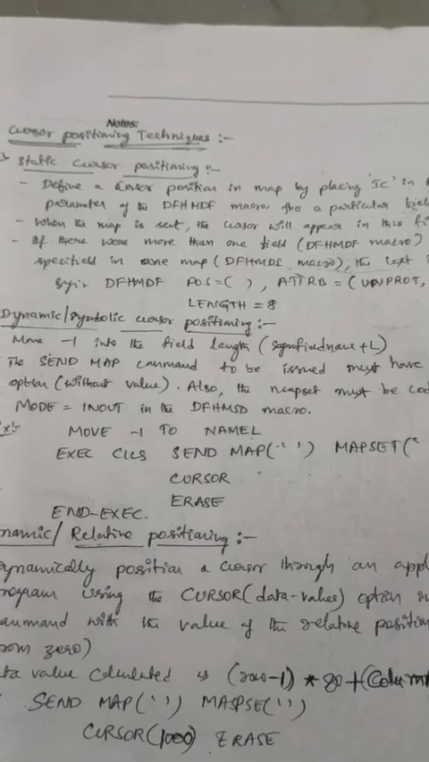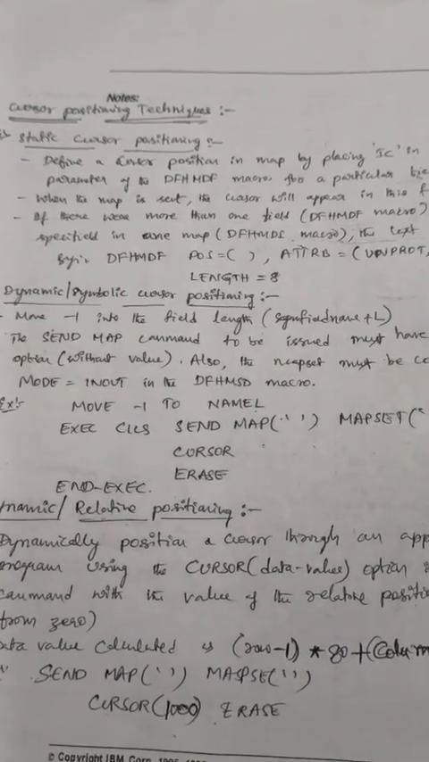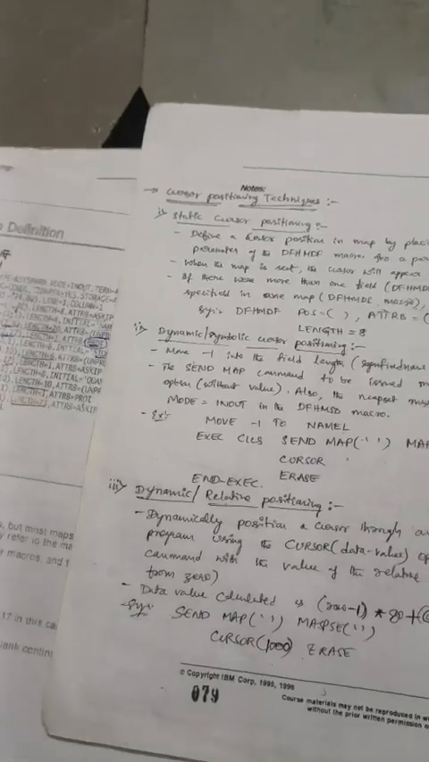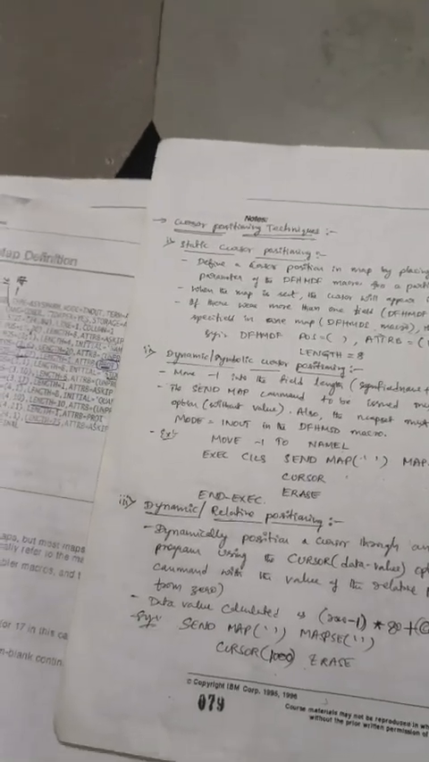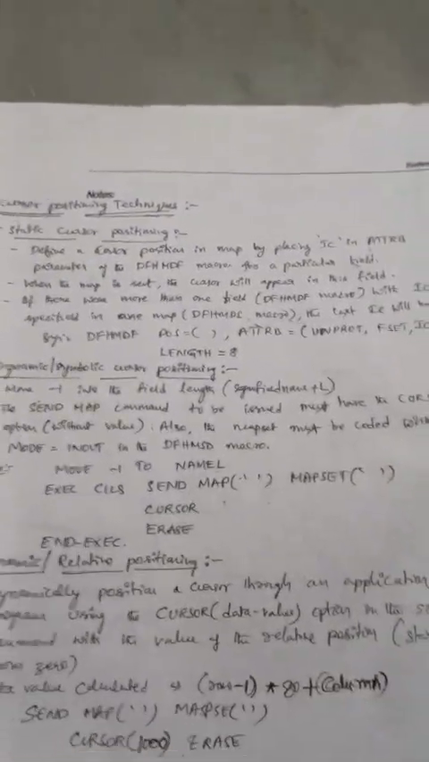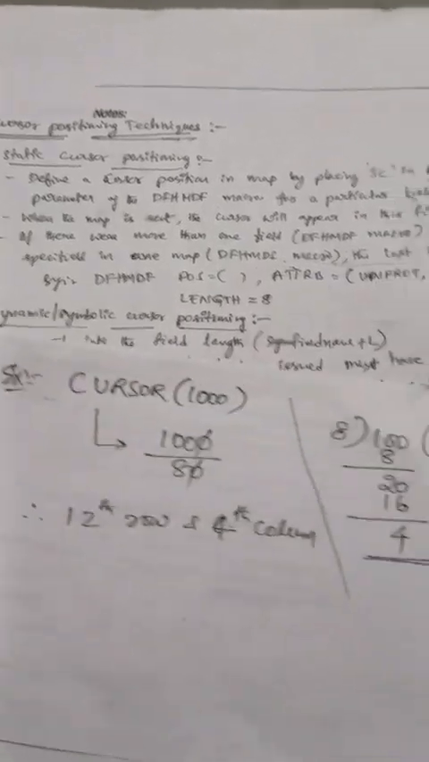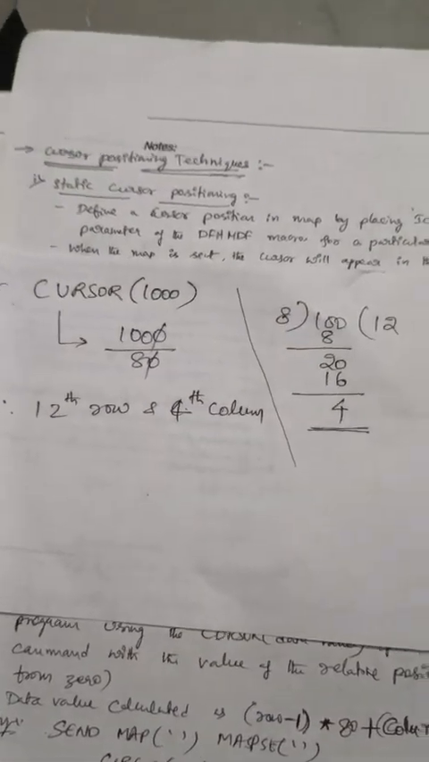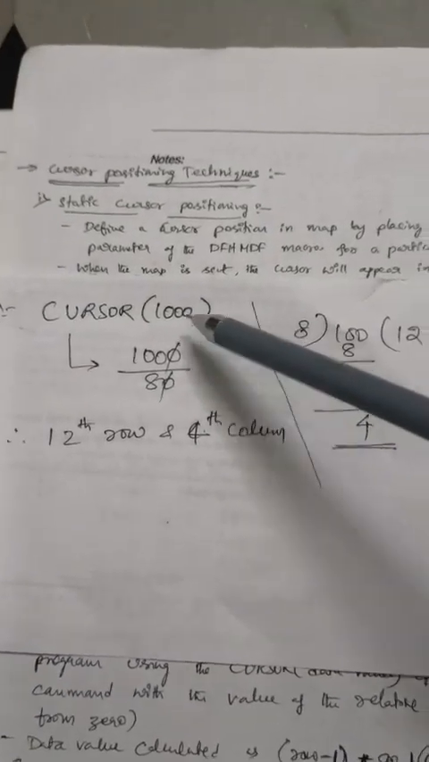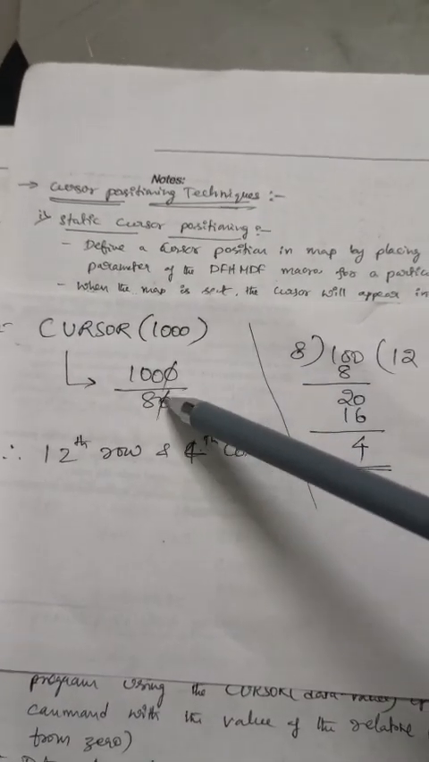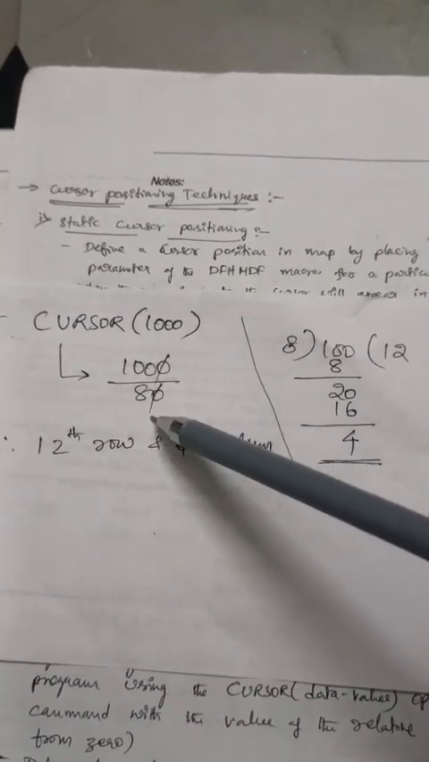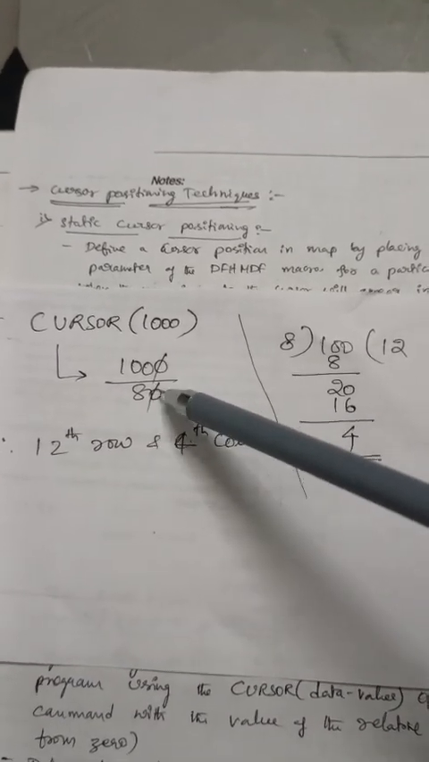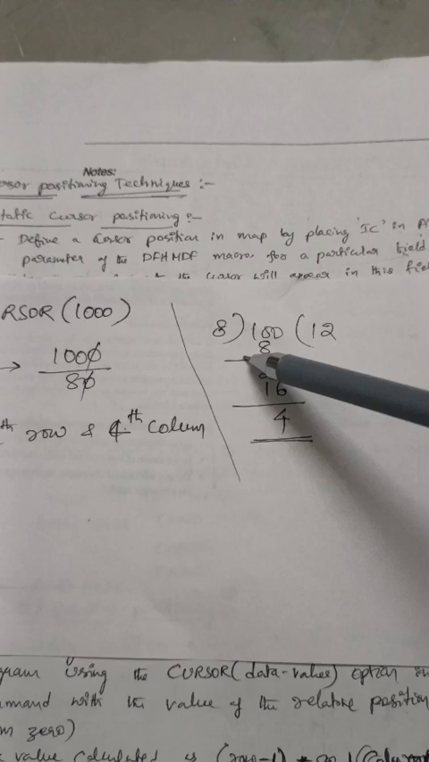We'll see how I know the position of the cursor here. I have mentioned 1000, but how do I know the row number and column number for this cursor 1000? This is the formula for the cursor. If you mention 1000 in the cursor parameter, divide 1000 by 80. Why do I divide by 80? Because each row has 80 columns. You can do some math.